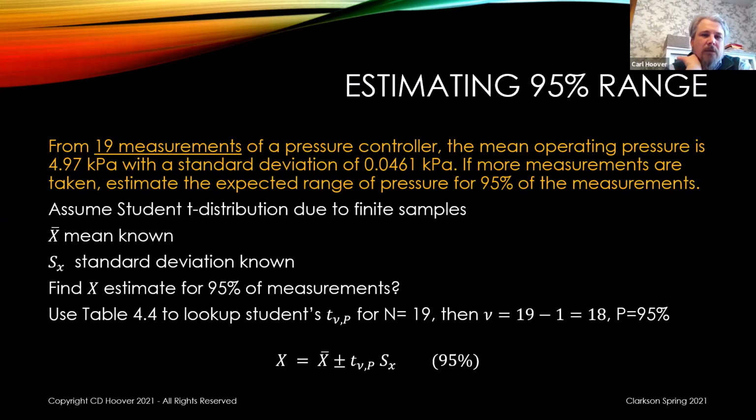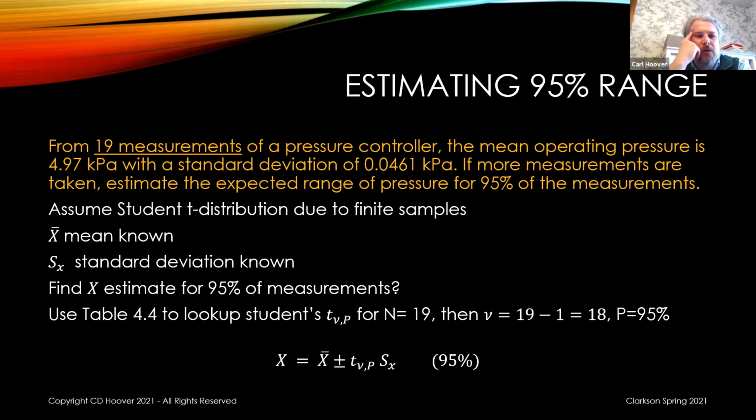Another similar problem. Now we go into a specific set of sample size, a specific set of samples. So we have 19 measurements of a pressure controller. The mean operating pressure is 4.97 kilopascals with a standard deviation of 0.0461 kilopascals. If more measurements are taken, estimate the expected range of pressure for 95% of the measurements. So this time we have a known, finite sample size, and so n is 19.